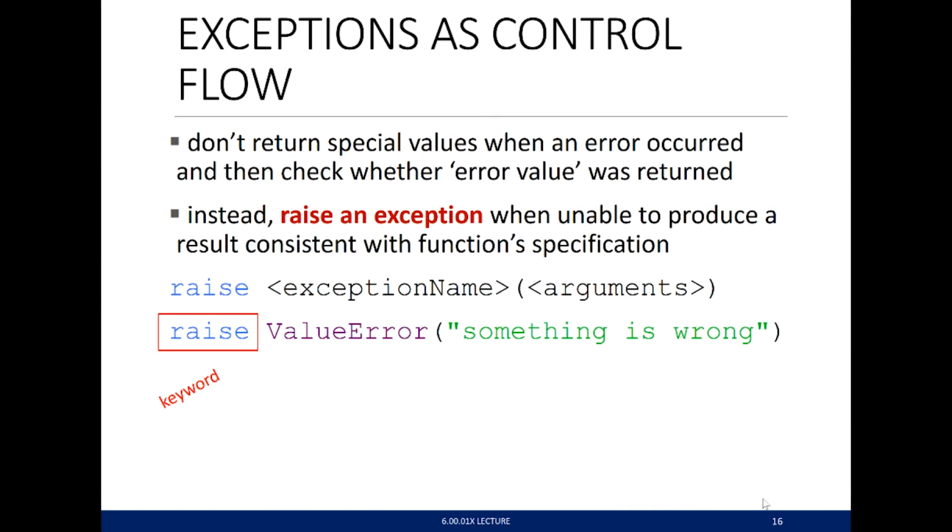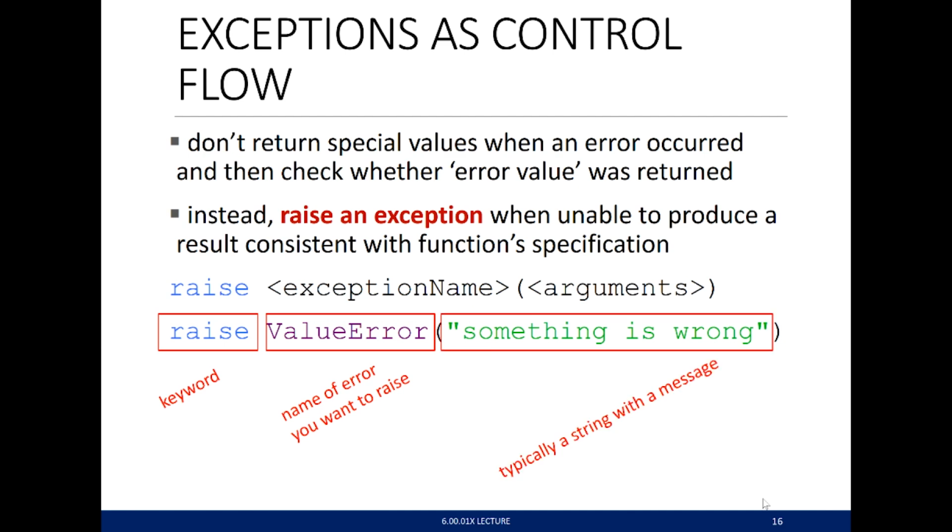The idea is, inside of the code, I can use that keyword to raise an exception, and I give the name of the error that I want to raise. It could be an existing error exception, or one that we create ourselves, but typically it's going to be an existing one. So in this case, a value error. And then a message that I want to print out. Typically, that's just a string that tells me what was going on. Hopefully, something more valuable than just "something is wrong." It may tell me the specifics that were happening when I raised this particular exception.